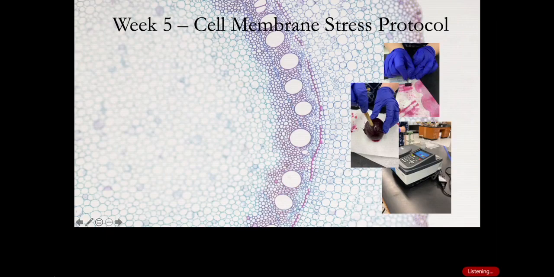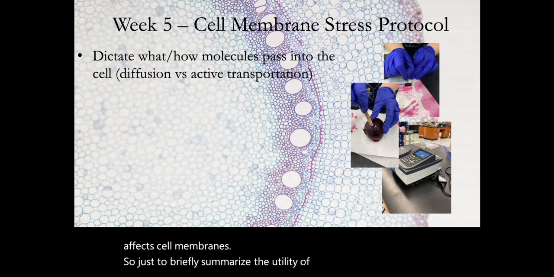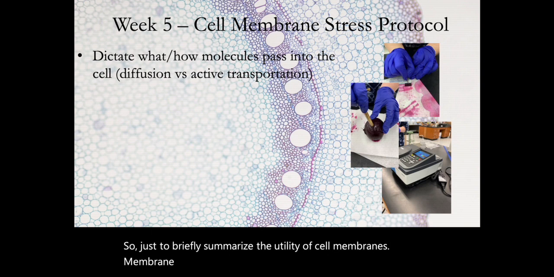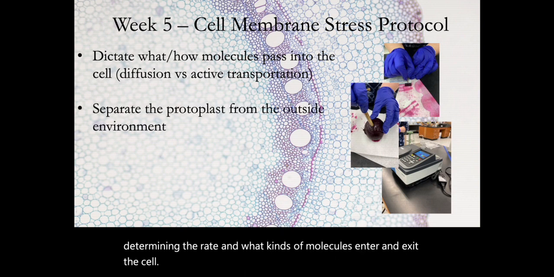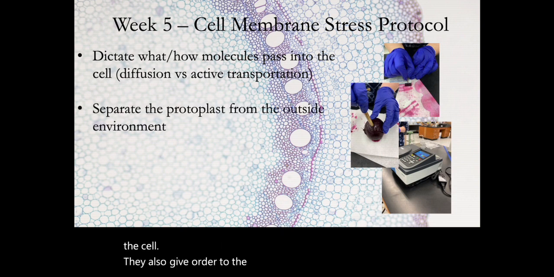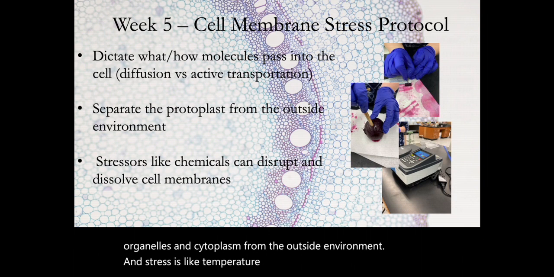Hi everyone. So for week 5, we will be looking at how stress affects cell membranes. And so just to briefly summarize the utility of cell membranes, membranes serve some really important functions for cells, like determining the rate and what kinds of molecules enter and exit the cell. They also give order to the cell by separating its protoplasts, or organelles in cytoplasm, from the outside environment. And stresses like temperature and chemicals can break down membranes and reduce the effectiveness of this barrier.